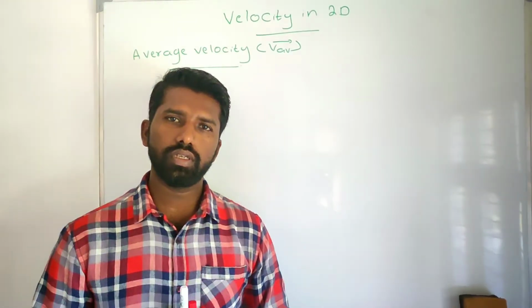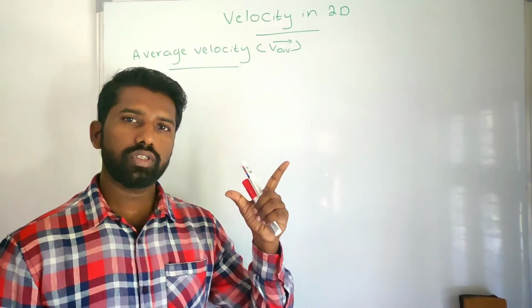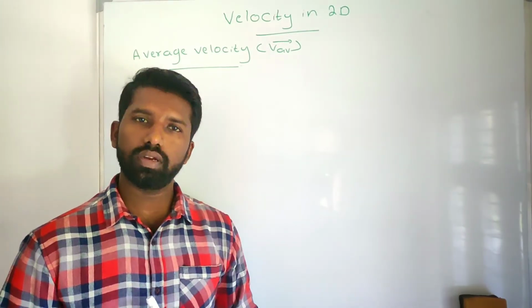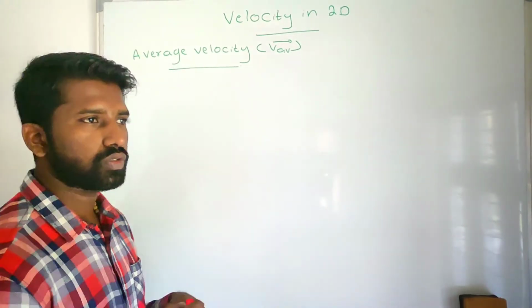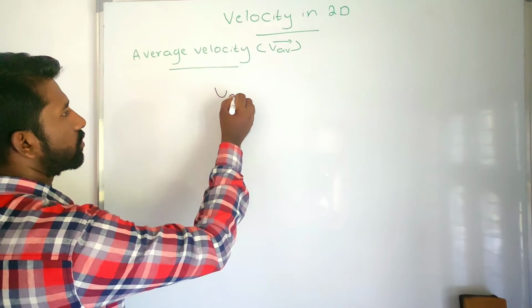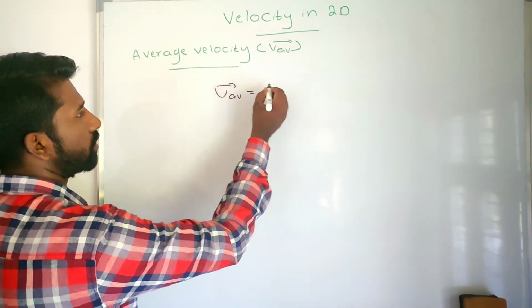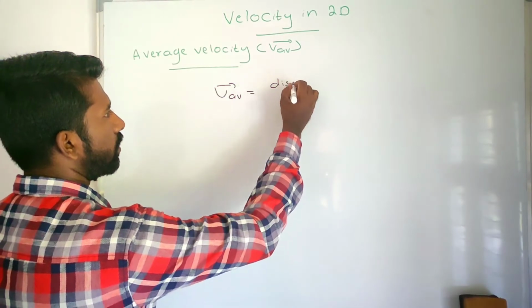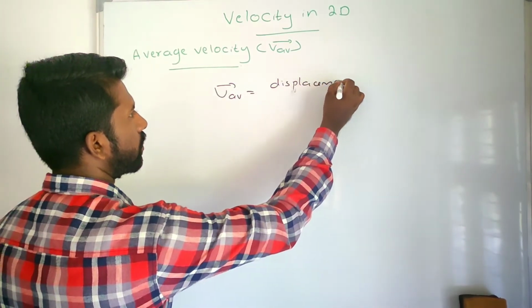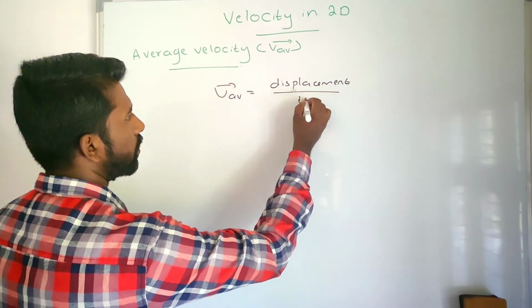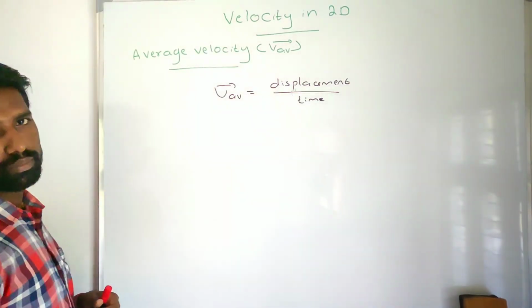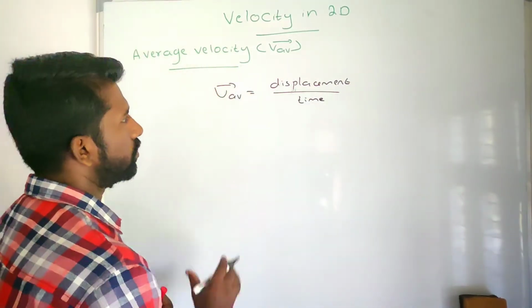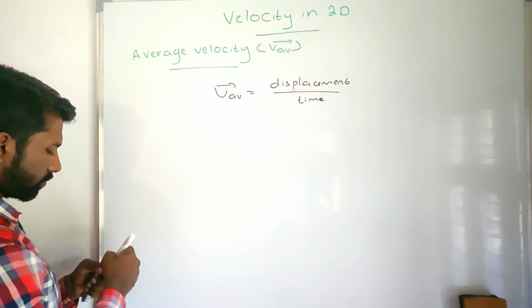Average velocity is the velocity in a particular interval of time. Okay. So, average velocity is equal to the displacement in that particular interval divided by that time. Okay. So, this is the average velocity.